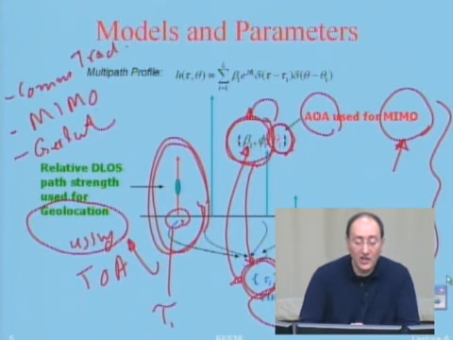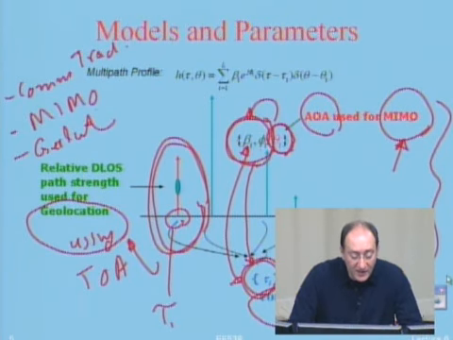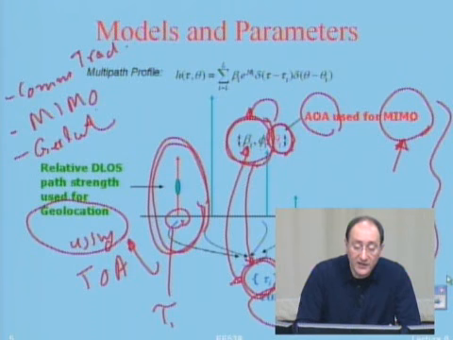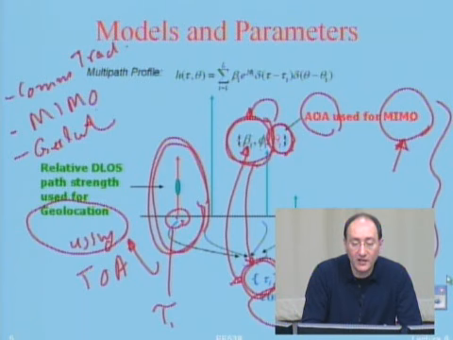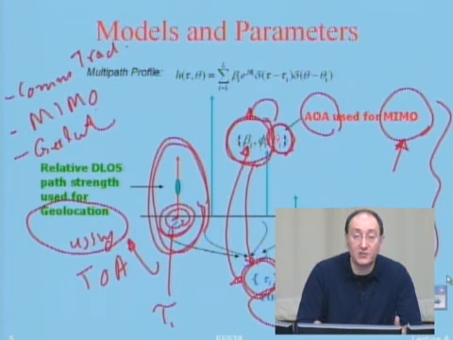Each of these groups is interested in different parameters from the multipath profile. Okay? Communication people are interested only in the arrival time and magnitude. For MIMO, they are also interested in theta. Geolocation people are interested in the arrival of the first path only.